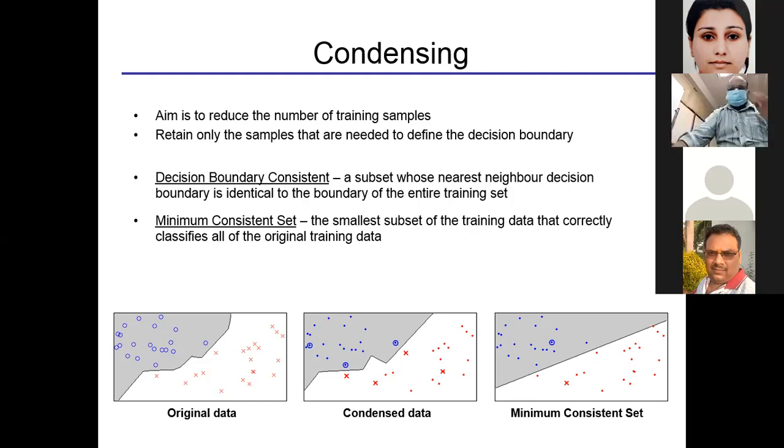Like it could be applied for complete data sets. Suppose you have so many points, so we'll try to reduce the number of training samples by using condensing. It will retain only those samples that are needed to define the decision boundaries. So only those samples are considered which can appropriately divide your decision boundary into two parts.